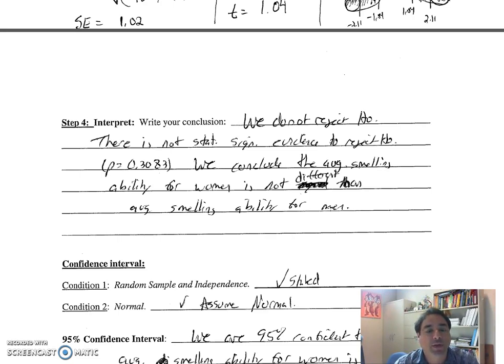So remember, when we do our confidence interval, if the women had a better smelling ability than men, we'd expect two positives. If the women had a lower smelling ability, we'd expect two negatives. In this case, they're not different, so we're expecting a negative and a positive. Could be lower, could be higher.